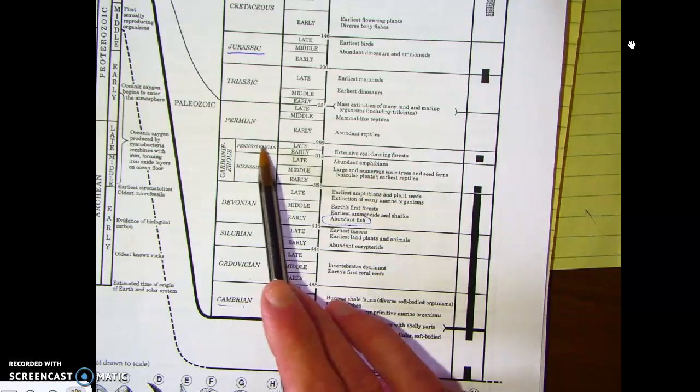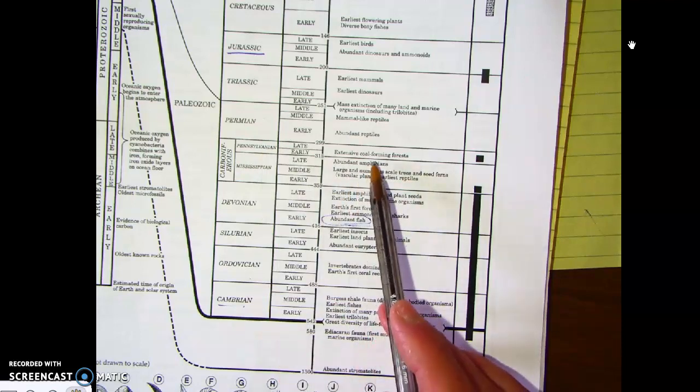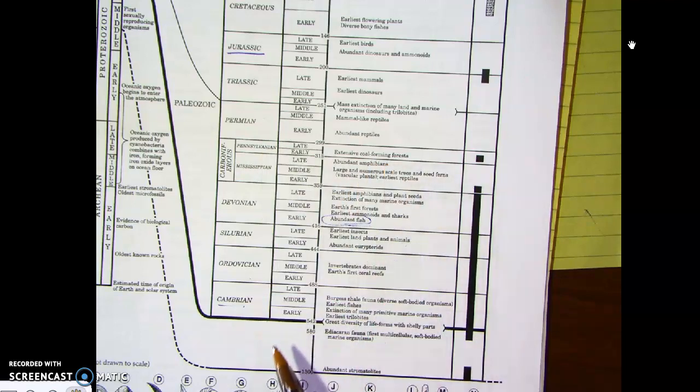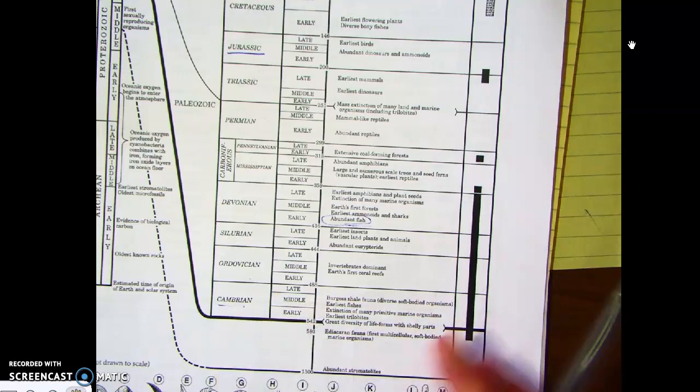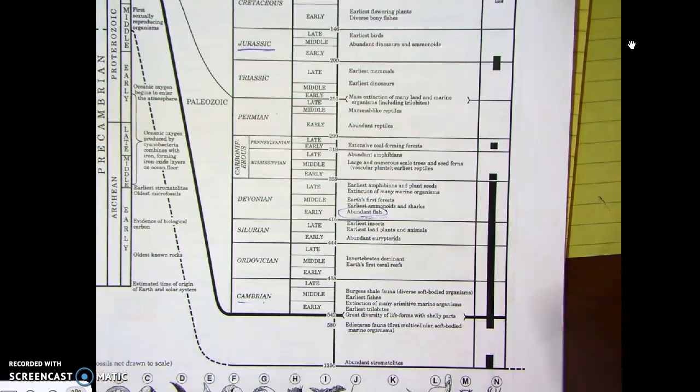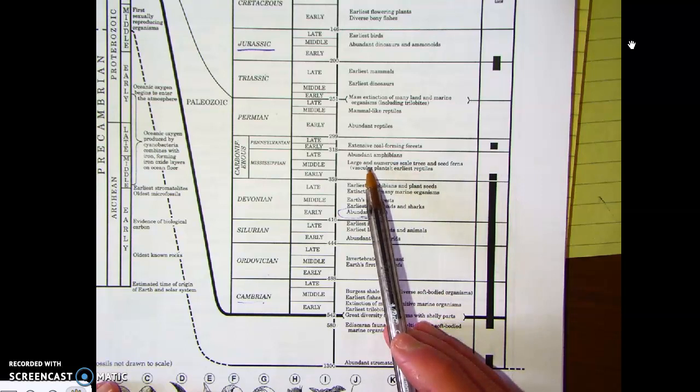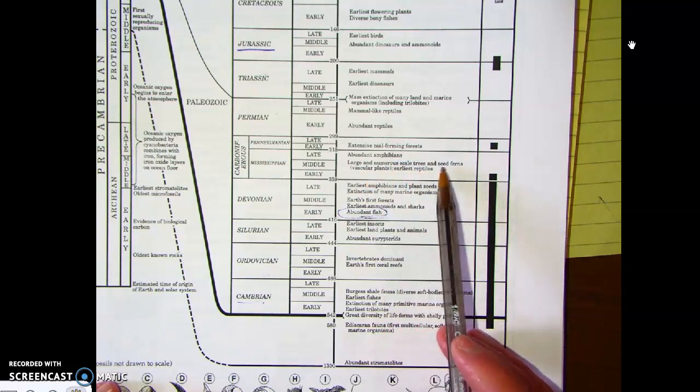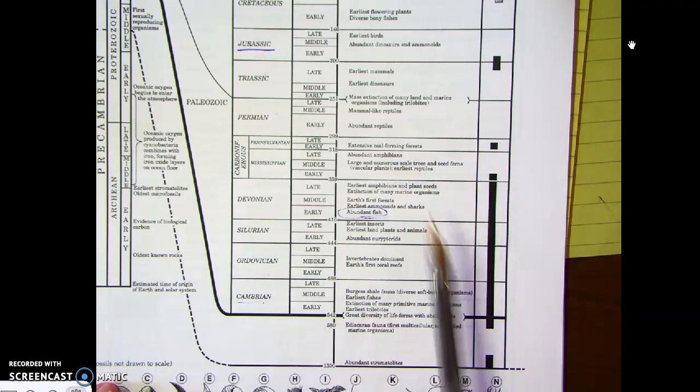During Mississippian and Pennsylvanian times, large coal-forming forests, you don't necessarily have to do animals, you could do plants too, if you chose. Large and numerous scale trees and seed ferns and so on, vascular plants, earliest reptiles. And this is a good starting point for doing this assignment.